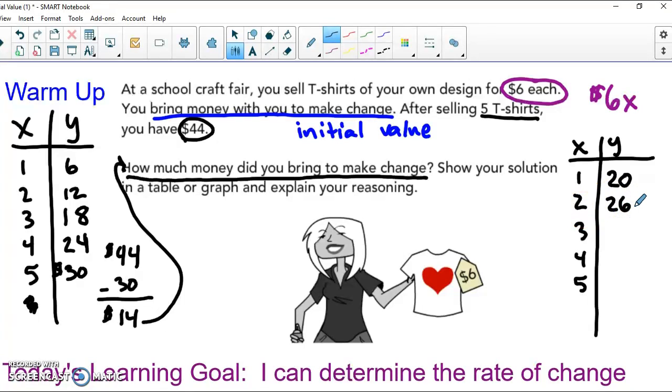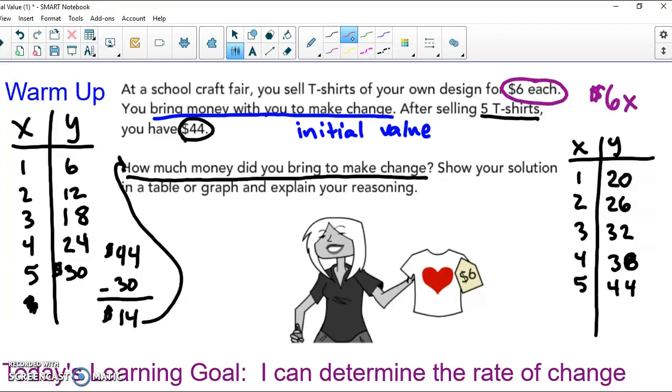is 26. And each time I sell another shirt, I should make another $6, right? So when I sell 4 shirts, that's $36. When I sell 5 shirts, that's 44. And I apologize, hopefully you caught my math there. When I sell 4 shirts, that's $38. So this is what we call initial value.